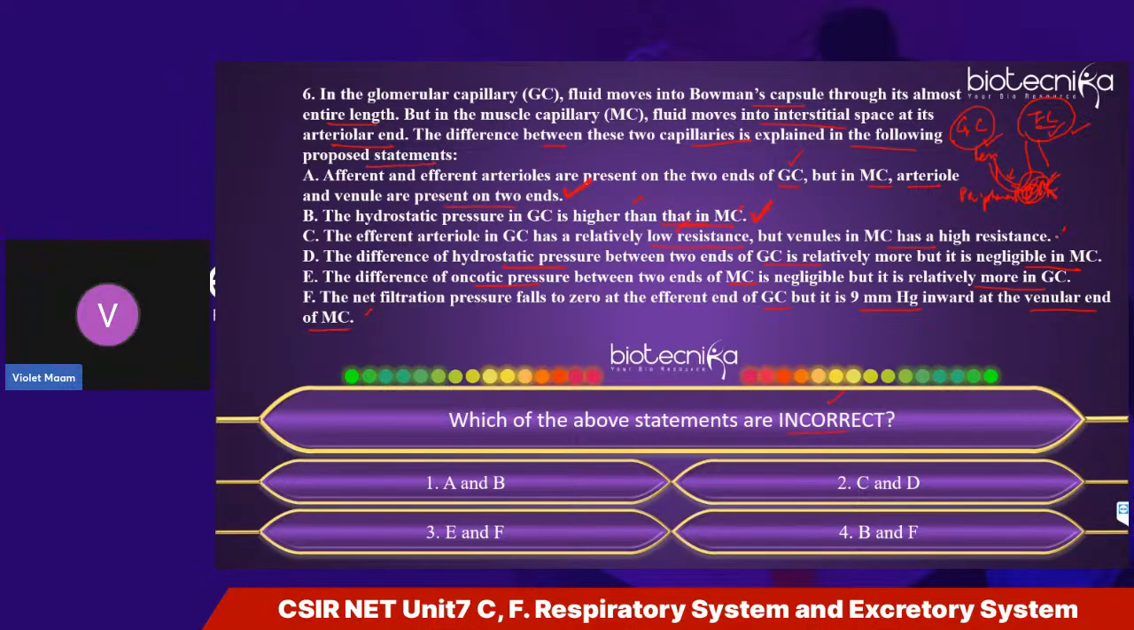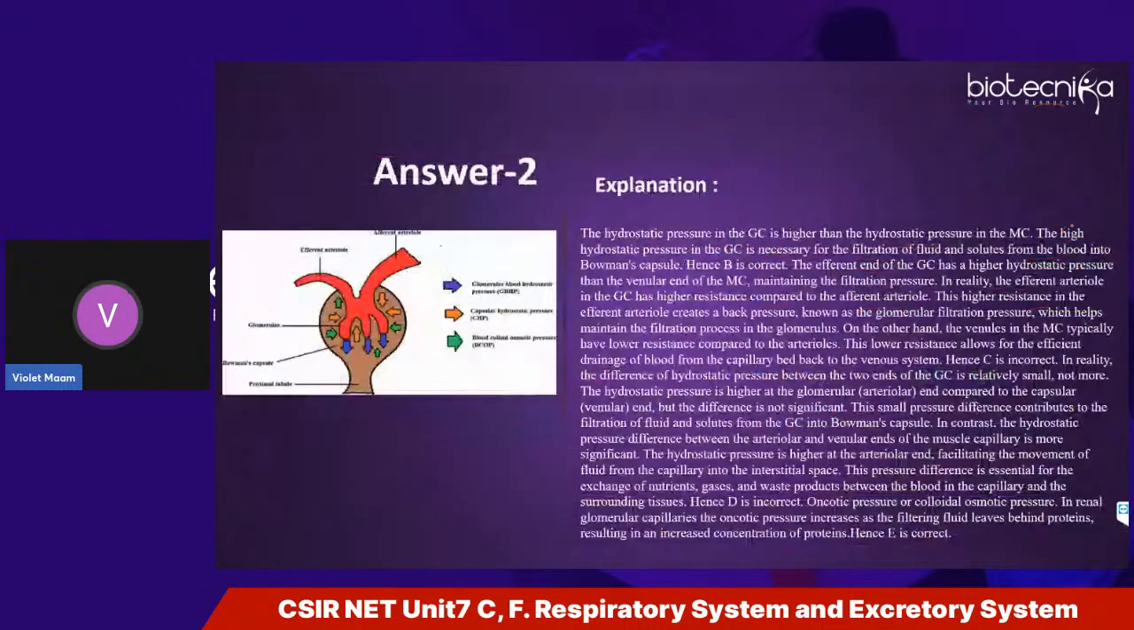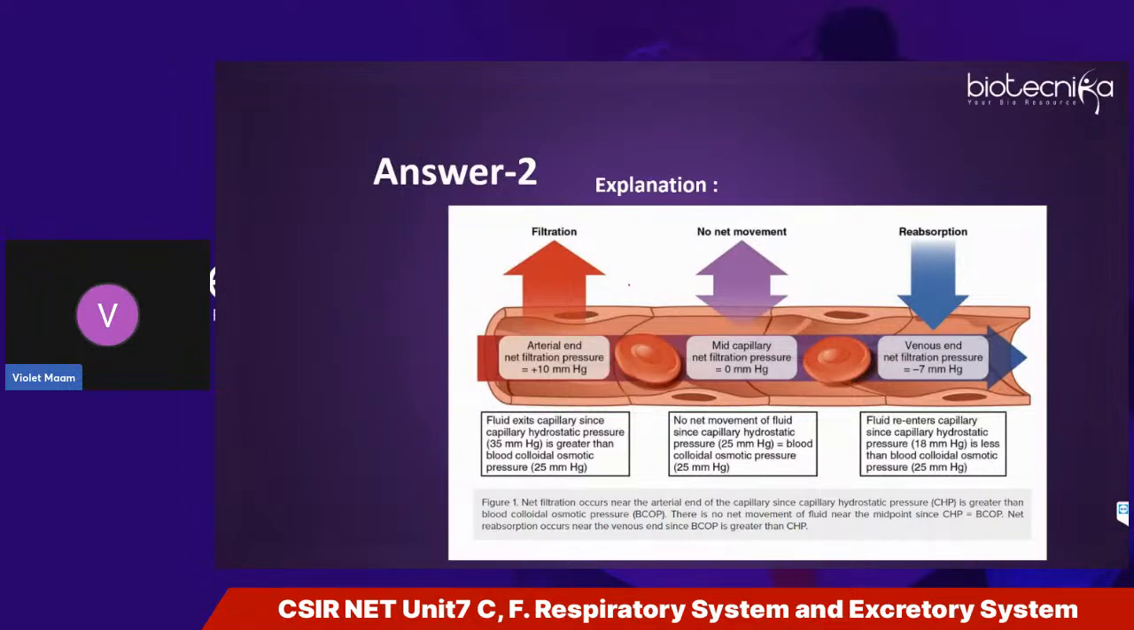So C is incorrect. D, the difference of hydrostatic pressure between two ends of glomerular capillaries is relatively more, but it is negligible in muscle capillary. This is again incorrect. I'll show you the muscle capillary; you'll understand better through that figure. Here you can see the muscle capillary, or true capillary. This is the middle of the capillary where the net filtration pressure is 0. In the middle of the capillary, there is no net movement of fluid because capillary hydrostatic pressure, that is 25 mm, will be equal to blood colloid osmotic pressure.